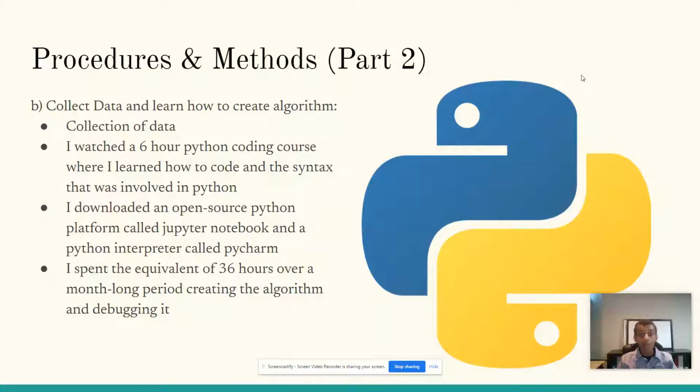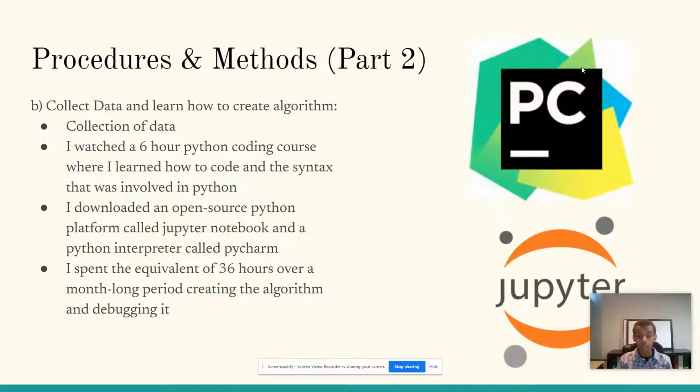I watched a 6-hour Python coding course where I learned how to code and the syntax that was involved in Python. I downloaded an open source Python platform called Jupyter Notebook and a Python interpreter called PyCharm. Then I spent the equivalent of 36 hours over a month-long period creating the algorithm and debugging it. I collected data from the U.S.